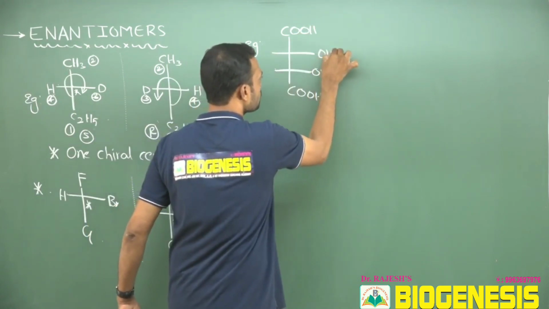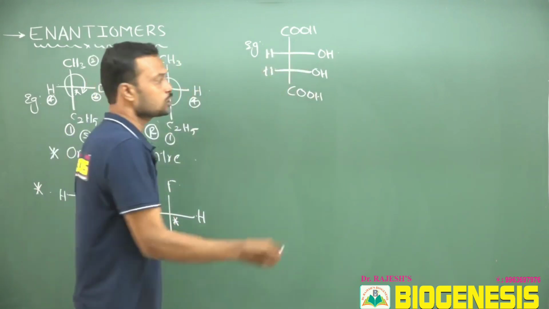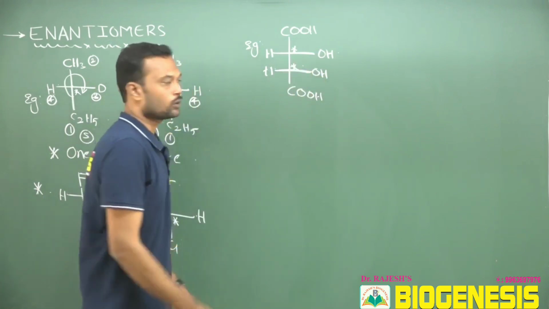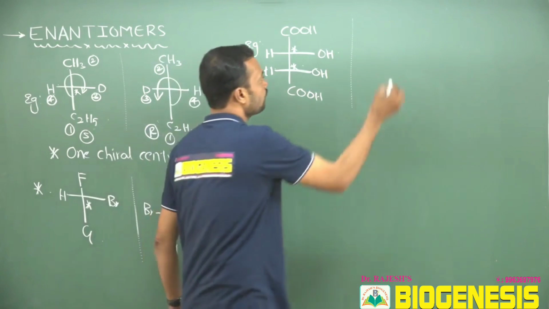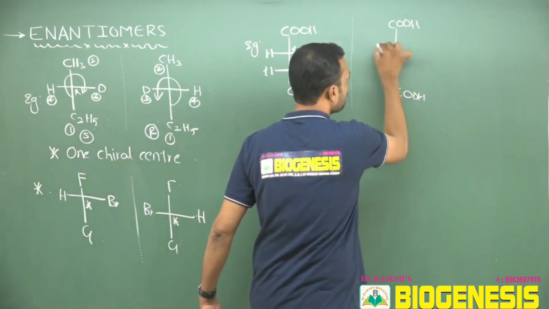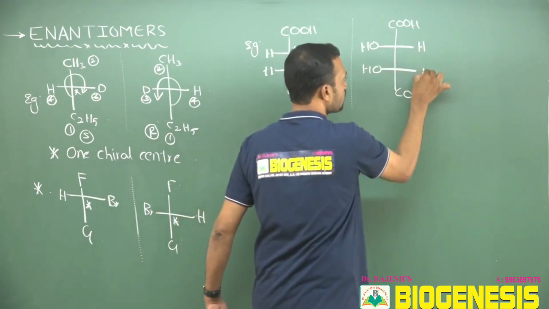Here it is OH and this is OH. Here hydrogen and here hydrogen. Now this molecule carries 2 chiral centers. When a molecule carries 2 chiral centers, I would like to take its image. If I take its image, 2 hydroxy groups are going to come towards the left side. Here OH and here OH, hydrogen and here hydrogen.